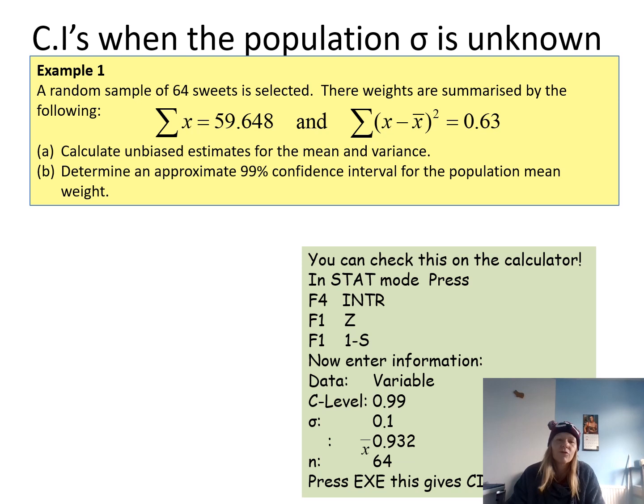Right, a question. A random sample of 64 sweets is selected. Their weights are summarised by the following. Calculate unbiased estimates for the mean and variance. Right, off we go.